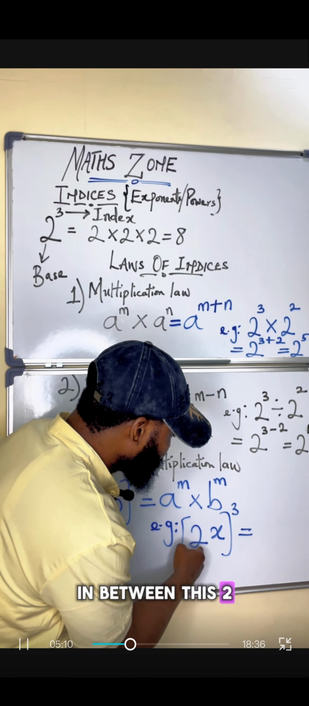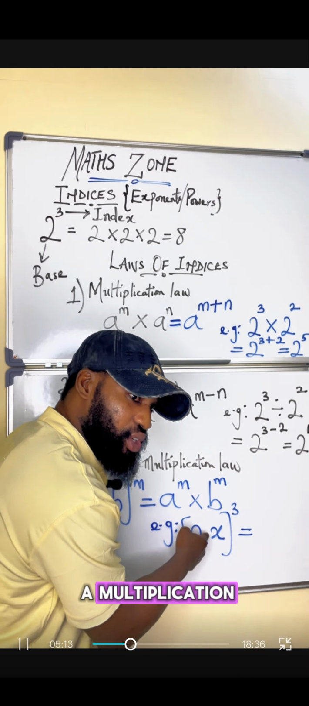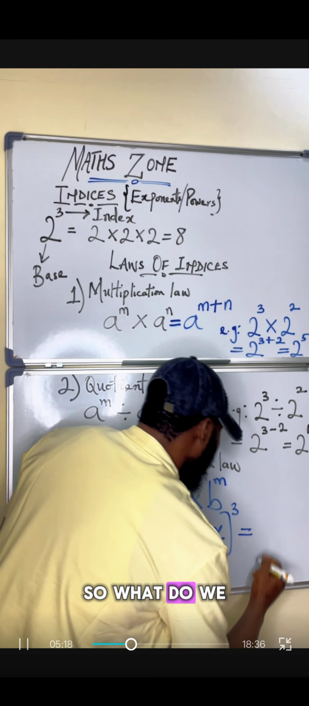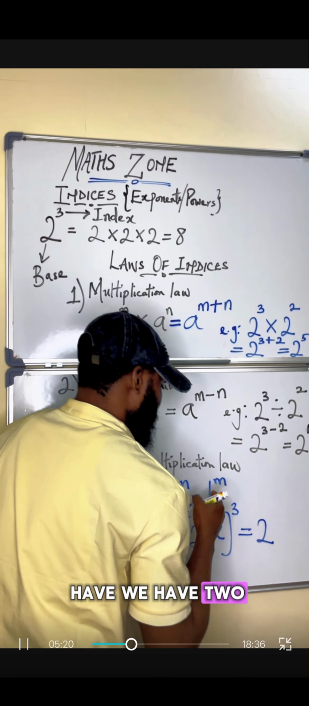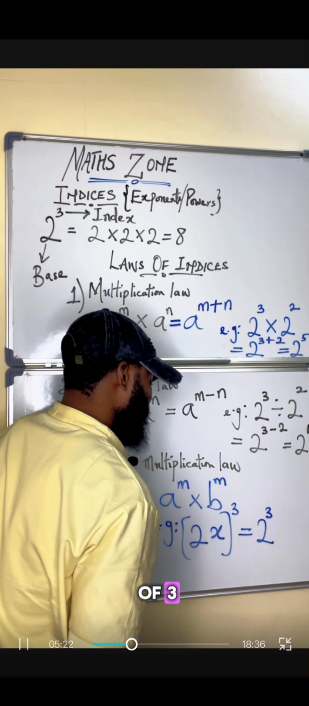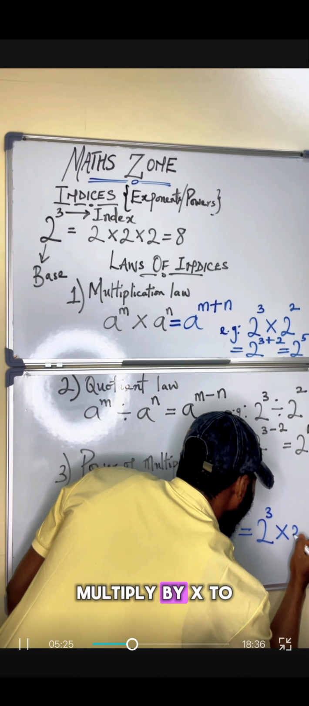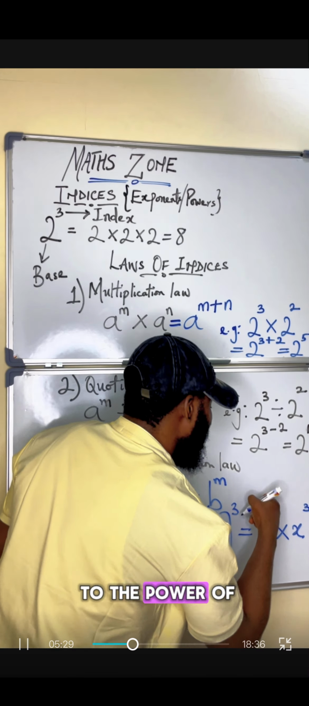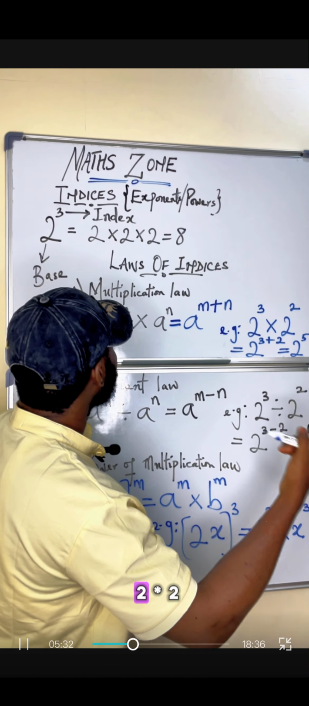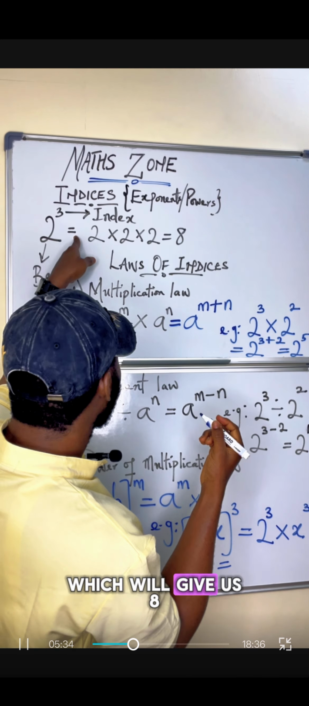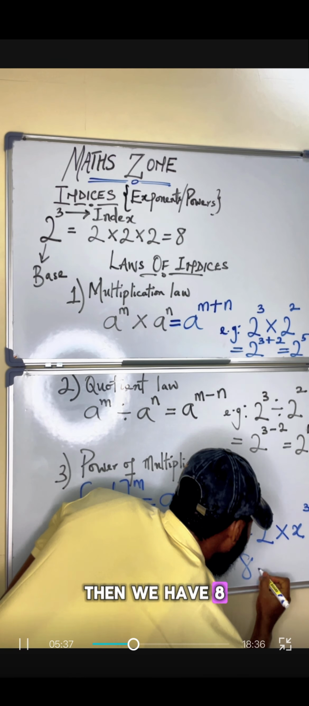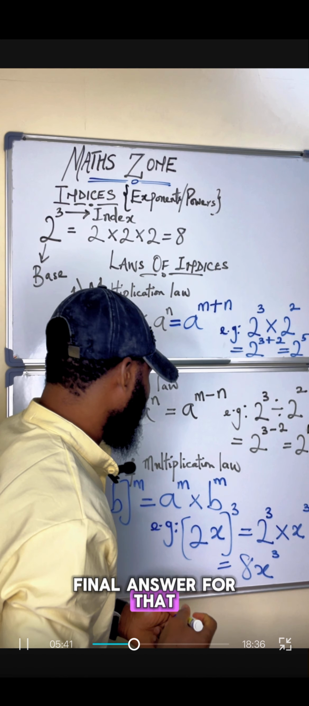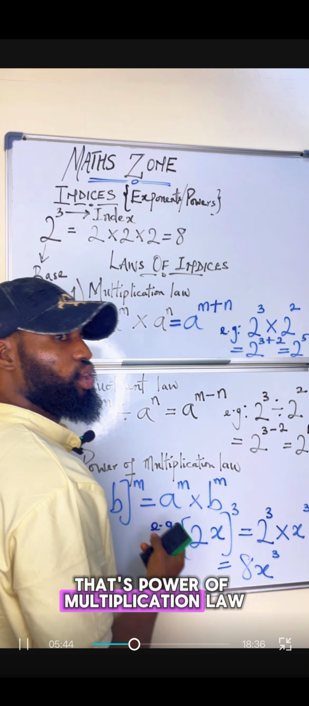In between the 2 and x, we have a multiplication, even though it is not written. We have a multiplication in between 2 and x. So what do we have? We have 2 raised to the power of 3 multiplied by x raised to the power of 3. And of course, 2 raised to the power of 3 means 2 times 2 times 2, like I explained earlier, which will give us 8. Then we have 8, then x raised to the power of 3. That will be the final answer for that. That's the power of multiplication law.